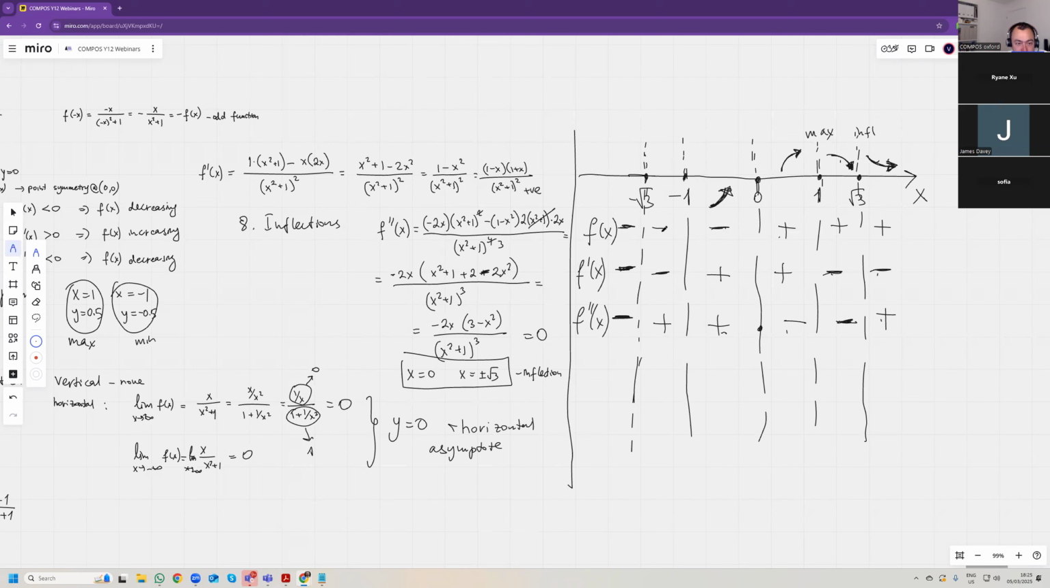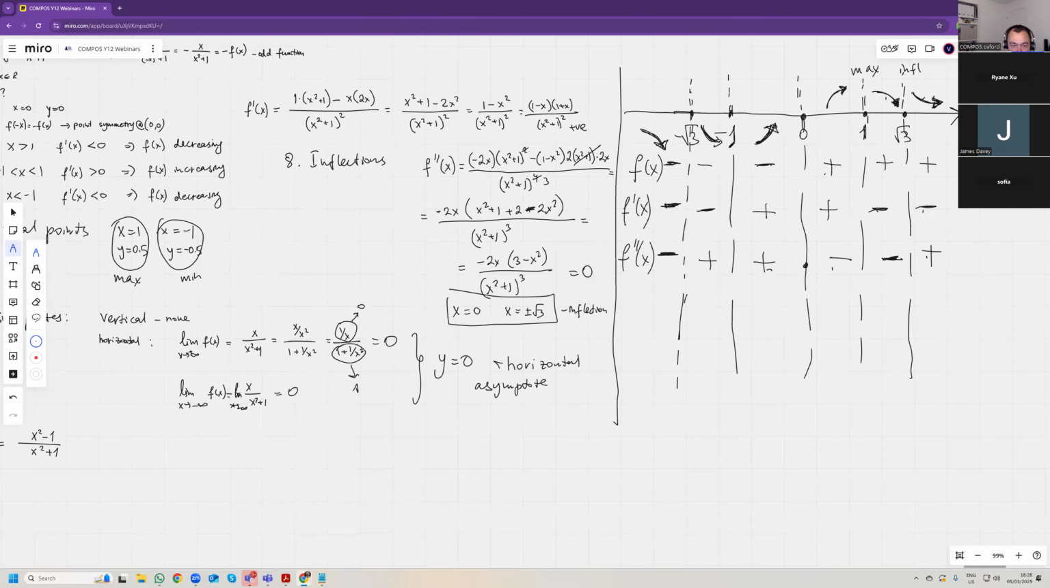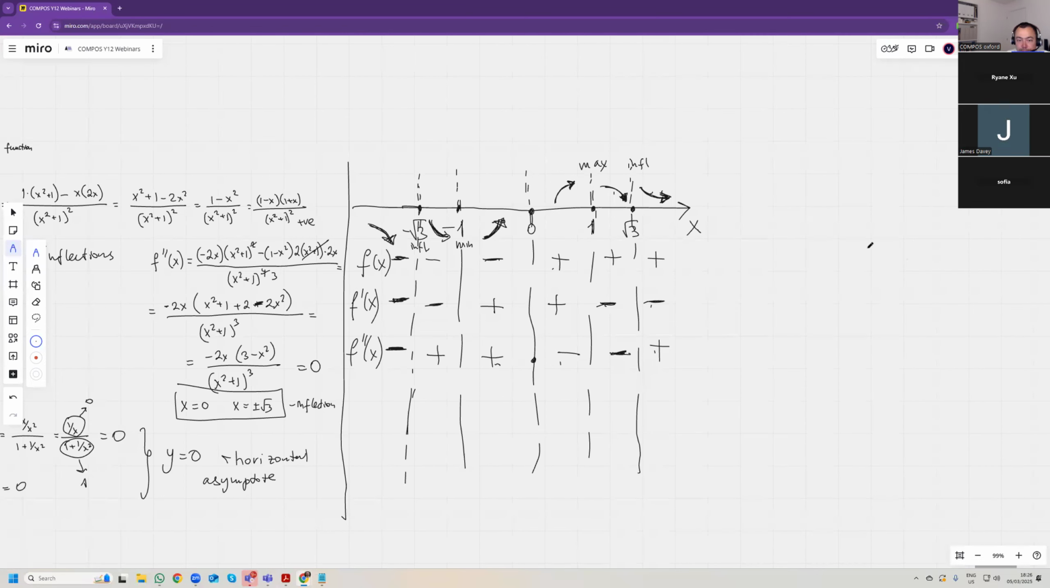Minus 1, so it's negative, decreasing, convex. And here it is negative, decreasing, and concave. Right. So we can clearly see that this is a minimum point. This is an inflection point. Inflection point. So now we can finally sketch the graph.